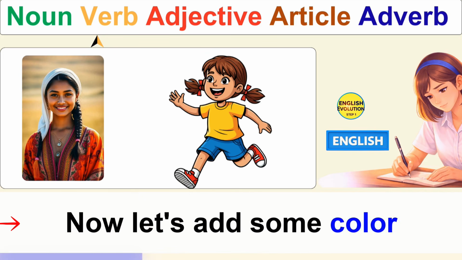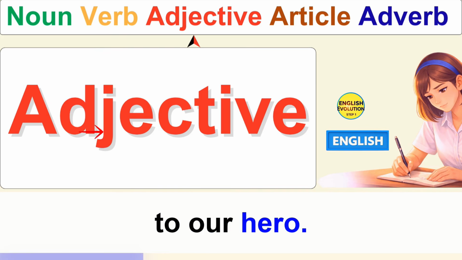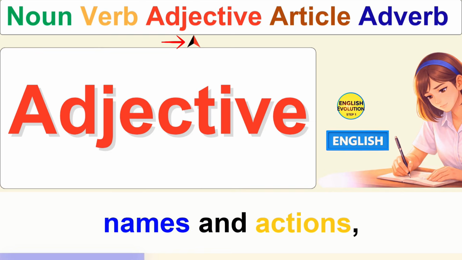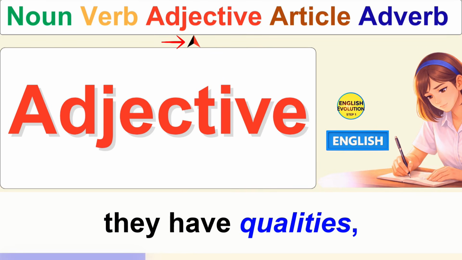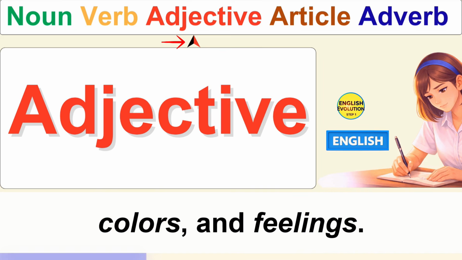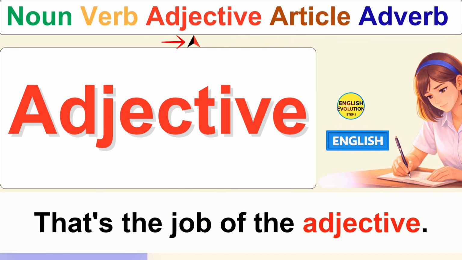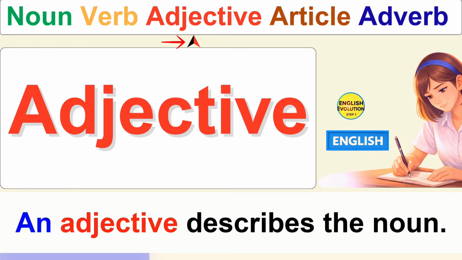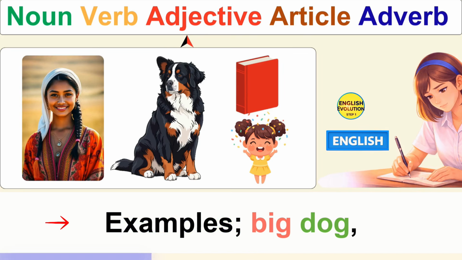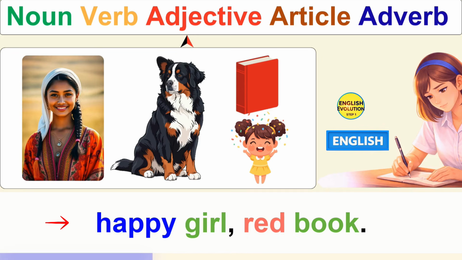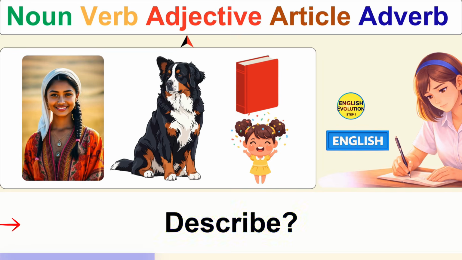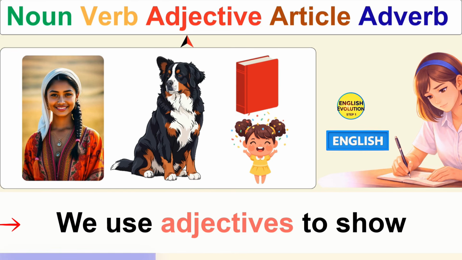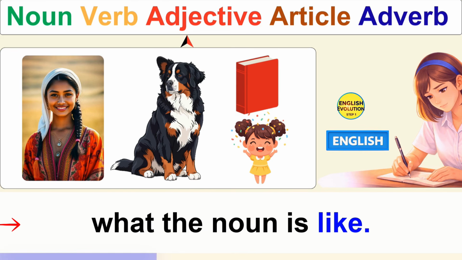Now let's add some color to our hero. Heroes are not just names and actions. They have qualities, colors, and feelings. That's the job of the adjective. What is an adjective? An adjective describes the noun. Examples: big dog, happy girl, red book. Describe? We use adjectives to show what the noun is like.